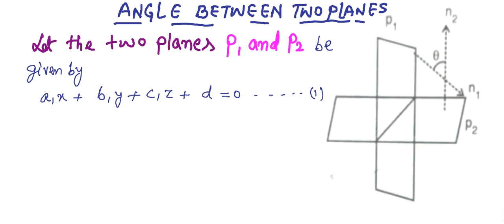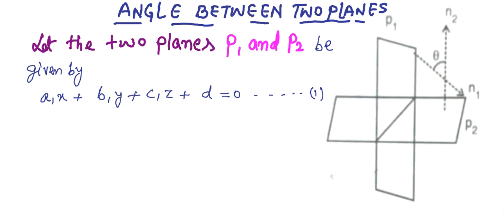We are going to derive an equation for the angle between two planes. So let's get started. First of all, let the two planes P1 and P2 be given by the equation A1x plus B1y plus C1z plus D1 equal to 0 for P1.